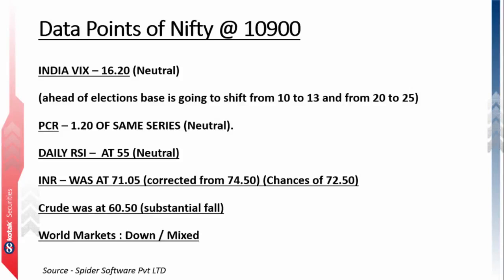VIX, which is a very important tool that we always consider, is at 16.20, which indicates that it is at a neutral level. PCR is around 1.20, 1.30, which shows that we are a little on the overbought side, or otherwise on the over-retracement side, but it is not at all completely overbought or oversold. So again the picture is neutral. Daily RSI is also around 55.